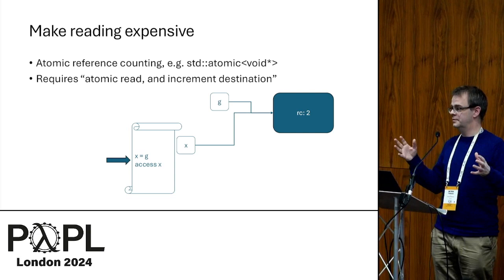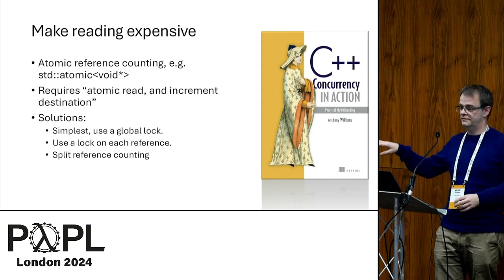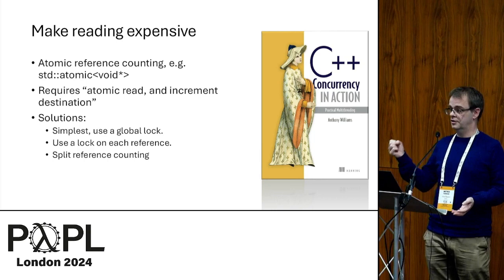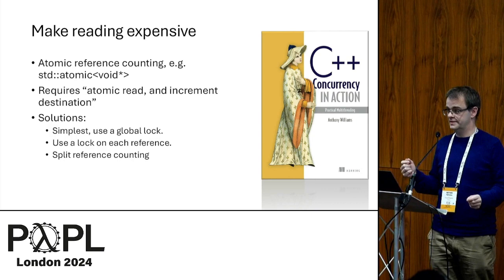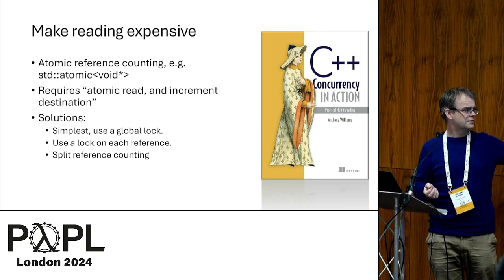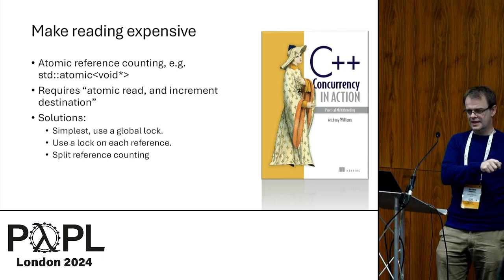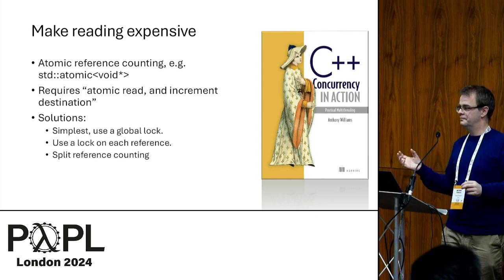So what you find is that isn't what happens, and you go and read a book on how to do this. There's this book by Anthony Williams. It has a bunch of stuff about reference counting and how to implement it. So the simplest approach is to use a global lock. And this is a really good way of making reading expensive, because if you've got concurrency, it's even a point of contention. So you can make a lock per reference, which is a bit cheaper, but then you've got to increase the size of every pointer. Or there's something called split reference counting, where you keep reference counts on the pointee and the pointer, and you do reference counting on one side atomically, then you do reference counting on the other side atomically, and then you go back, and now you've done four or five atomic operations to get it to work. So this is what I mean about making reading expensive.